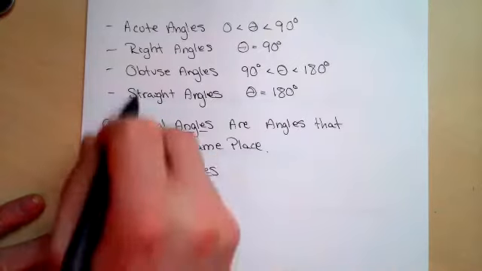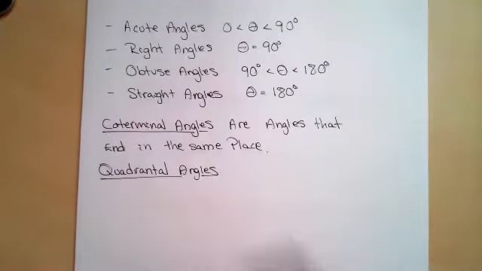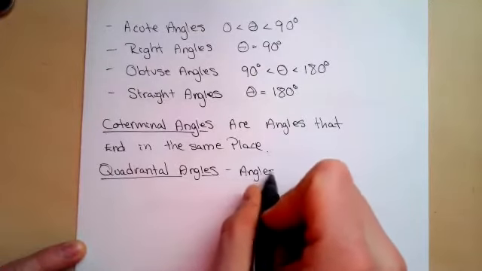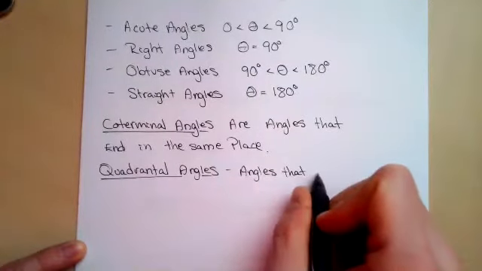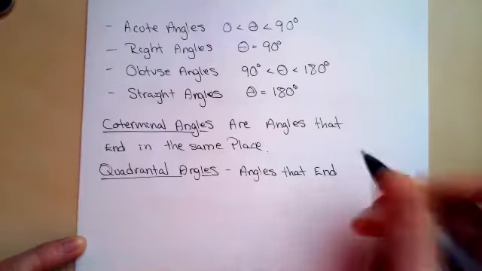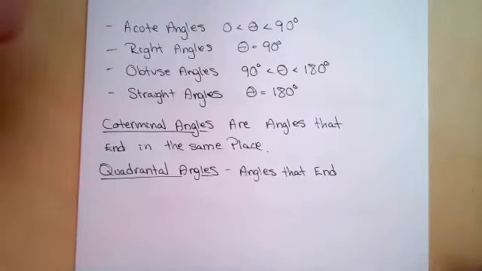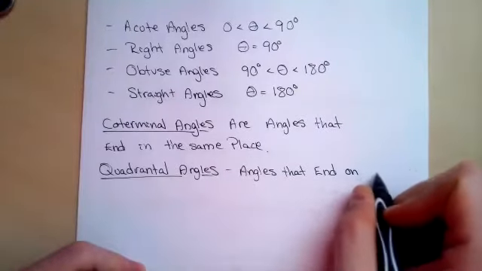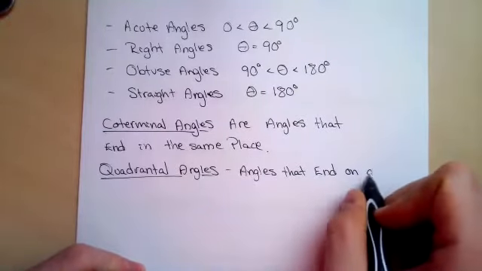Related to the above definitions a little bit. Quadrantal angles are angles that end, or when I say an angle ends, I mean the terminal side. And they end on one of the axes.